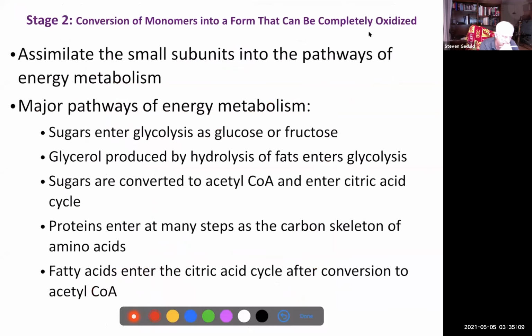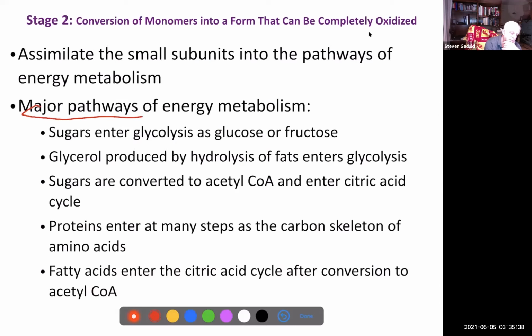Okay. So we assimilate the smaller subunits in the pathways of energy metabolism. So the basic thing is once you eat food, whether it's a protein, carbohydrate, or fat, lipid, it's big. And you got to break it down to the small subunits to use it for energy. So breaking it down releases energy because you're breaking bonds. That releases energy. So you assimilate the small subunits into the pathways for energy metabolism.